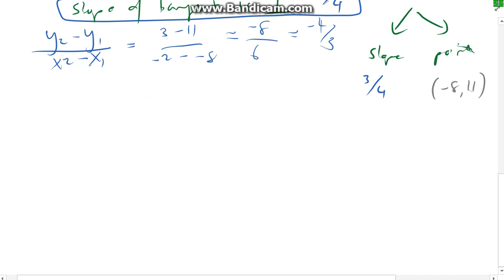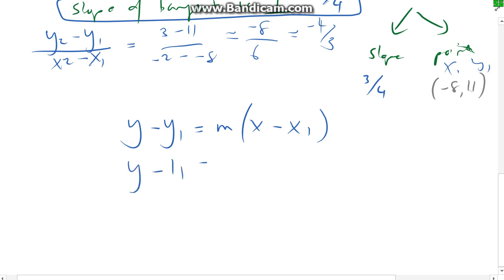The tangent is a line. You go to your log tables and find the equation of a line is y minus y1 equals m times x minus x1. Fill in, so this is x1, y1. So y minus 11 equals 3/4 on x minus minus 8. Remember that this 4 has to go across.